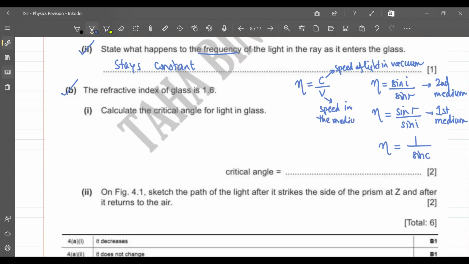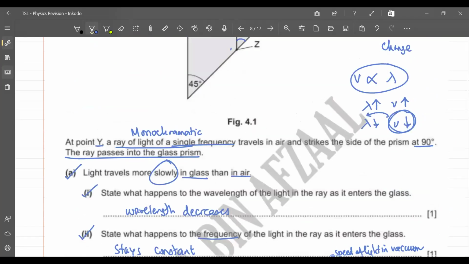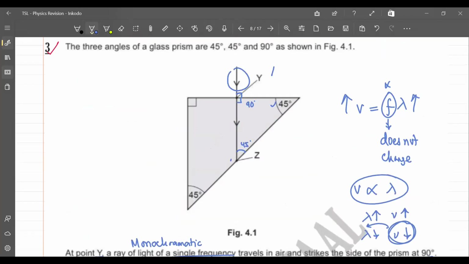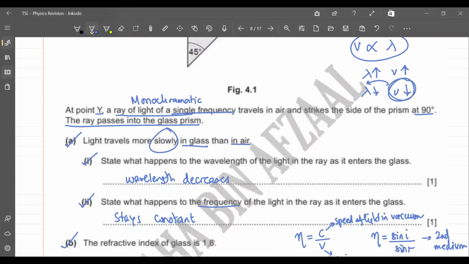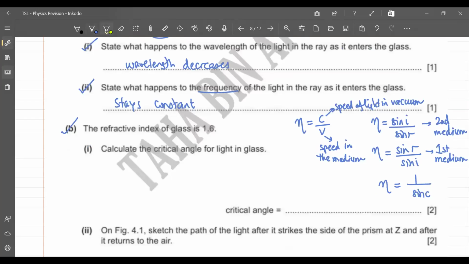ओके, लेट्स सी इसमें क्या अप्लाई होता है. लेट्स गो बैक टू द क्वेश्चन. सर, एक लाइट रे एयर टू ग्लास ट्रैवल कर रही है. एयर जो होगा वो फर्स्ट मीडियम होगा और दिस ग्लास प्रिज्म इज द सेकंड मीडियम. यू विल हैव टू आइडेंटिफाई कि फर्स्ट मीडियम है या सेकंड मीडियम है जिसकी बात कर रहे हैं. नाउ इट सेज, मैं हाईलाइट करके दिखाता हूं. इट सेज द रिफ्रैक्टिव इंडेक्स ऑफ ग्लास. तो ग्लास हियर इज द सेकंड मीडियम.